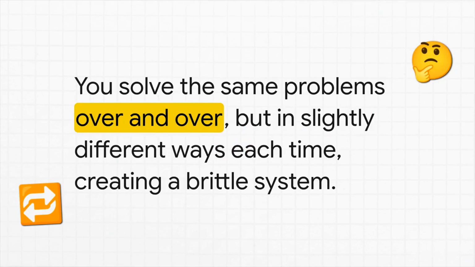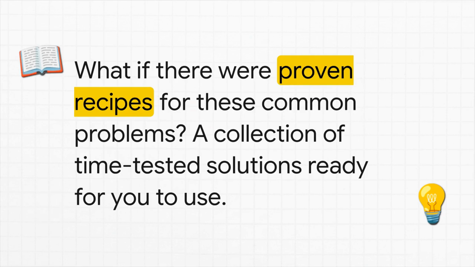And here's a classic symptom of that mess. You realize you're solving the same kinds of problems again and again. You're creating an object here, handling a user click there, but you're doing it in a slightly different way every single time. Yeah, it works, for now, but it's inefficient and it creates a really brittle system that can break easily.